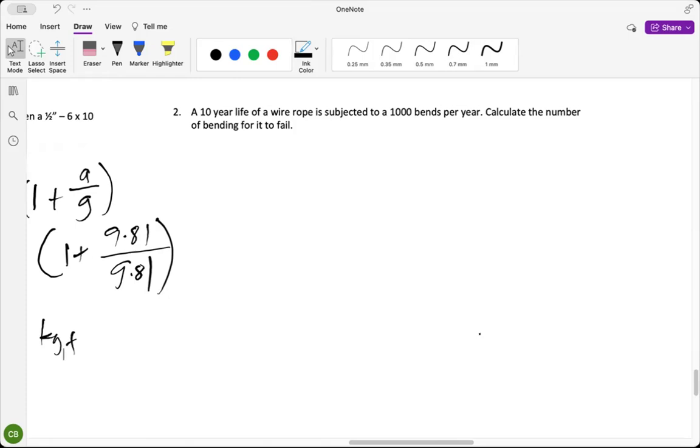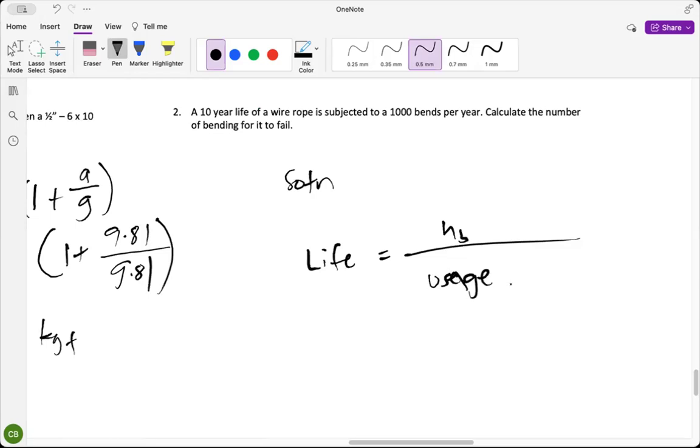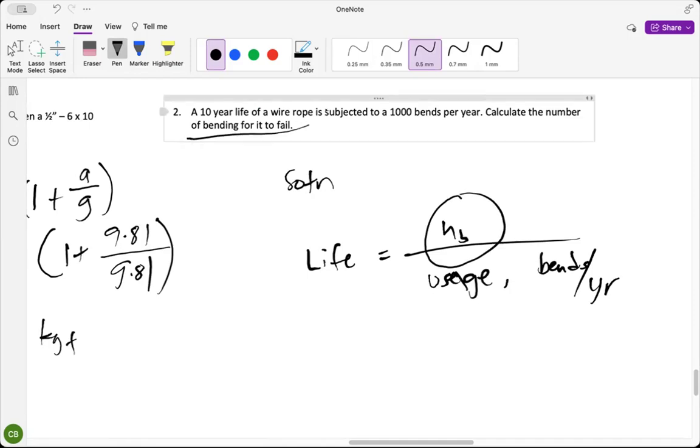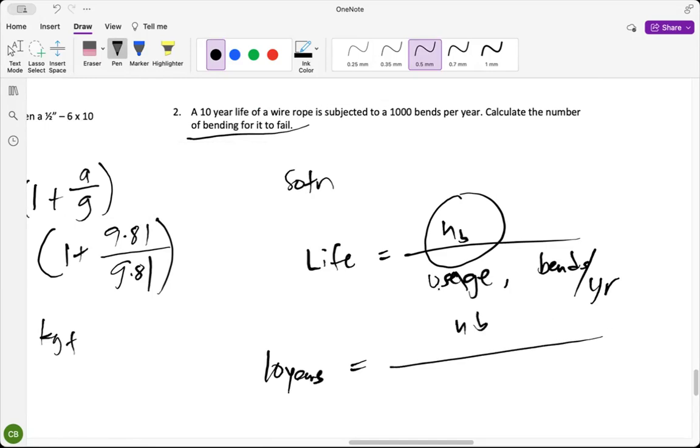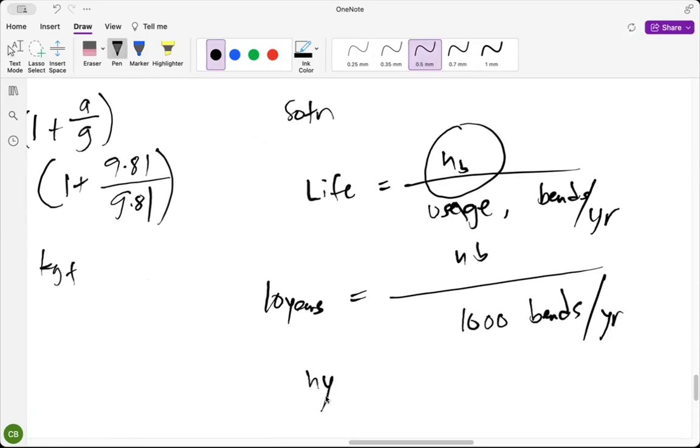Okay, so next we have a 10-year life of wire rope subjected to 1,000 bends per year. Calculate the number of bendings for it to fail. Okay, so the formula for that is the life is equal to NB, which is the number of bendings to failure, over the usage, or bends per year. So we are looking for the number of bendings for it to fail. Okay, so we have the life, you have 10 years. Then usage bends per year, you have 1,000 bends. So then you can get the NB.